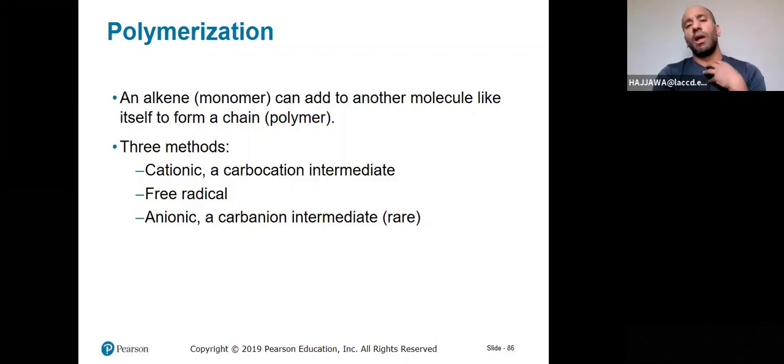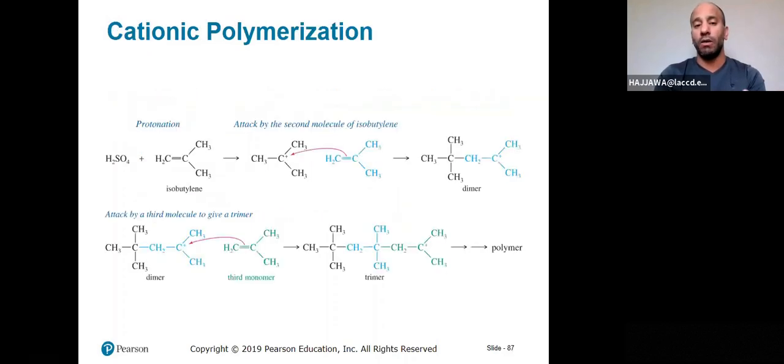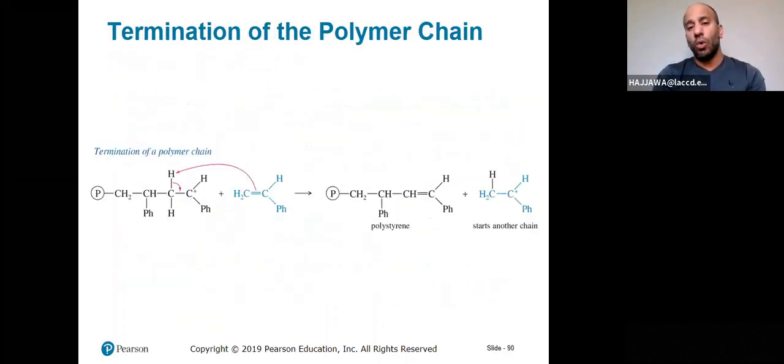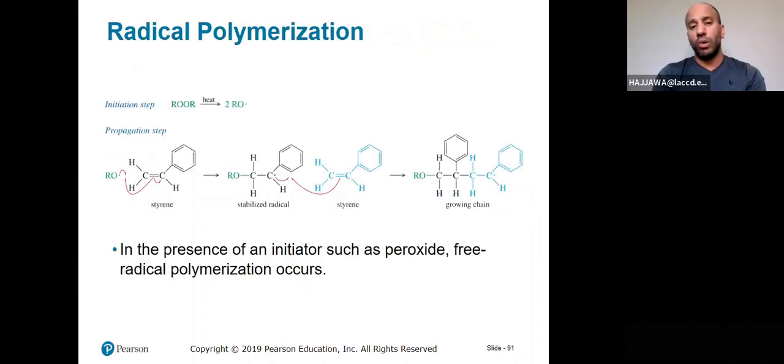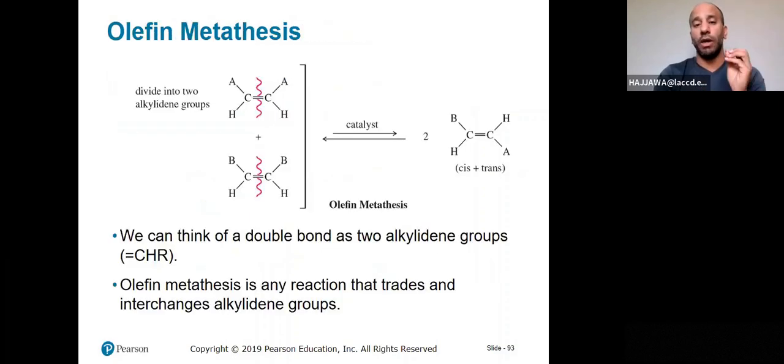Polymerization is reading material, so you could go through this material to know what polymerization is about. There are three ways to do it, whether you go through a cationic intermediate, a radical, or an anionic one. So it's all going to be reading material. You're not going to be asked a question in an exam or a quiz on this material.